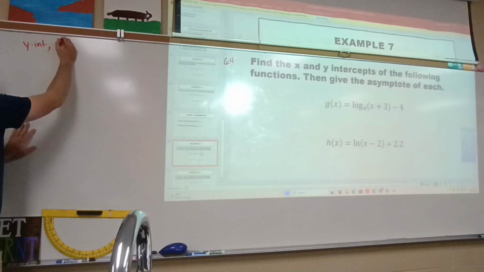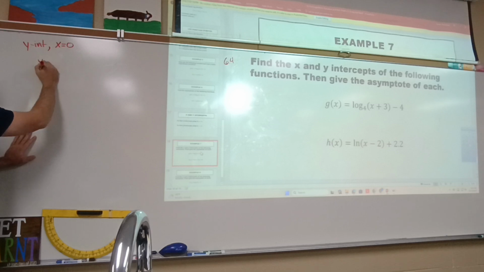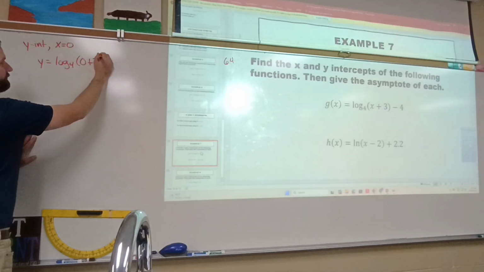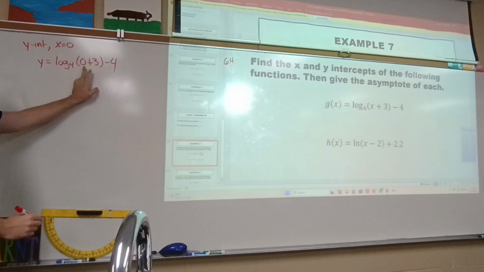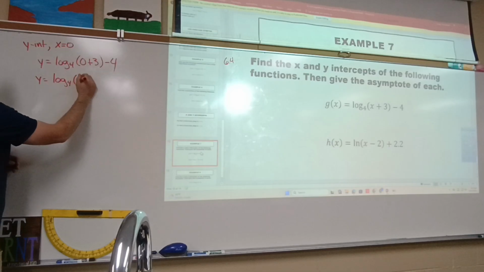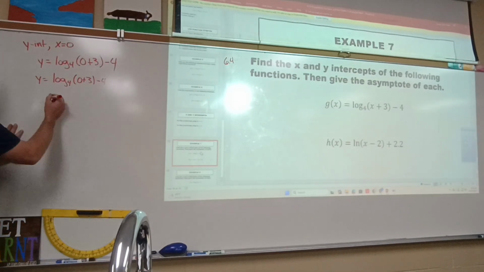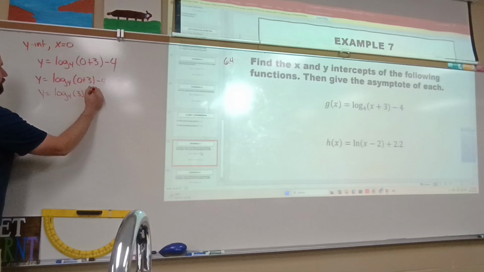Y-intercept. What am I doing? X equals 0. So let's do it. So I'm going to say y equals log base 4 of 0 plus 3 minus 4. All right, so I get y equals log base 4 of 3 minus 4.